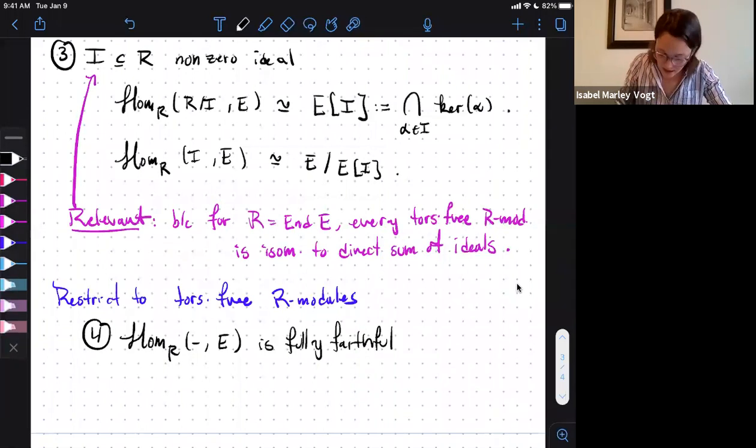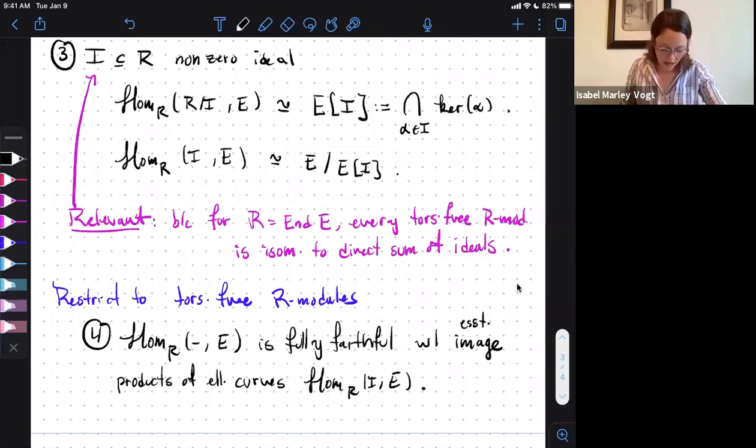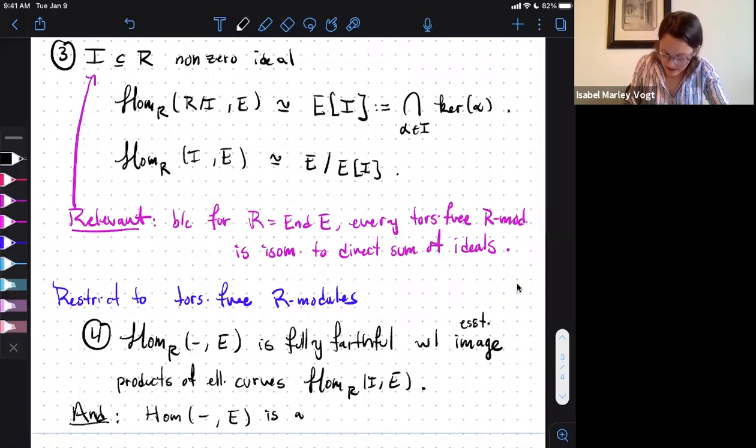R modules. With image, well, I already sort of said this, if you combine 2 and 3, and this point I wrote in purple, the image is products of elliptic curves, so the essential image, products of elliptic curves, Hom_R(-, E), and this other functor that I wrote down, this sort of more standard thing, Hom as an R module into E, is an inverse on this image.